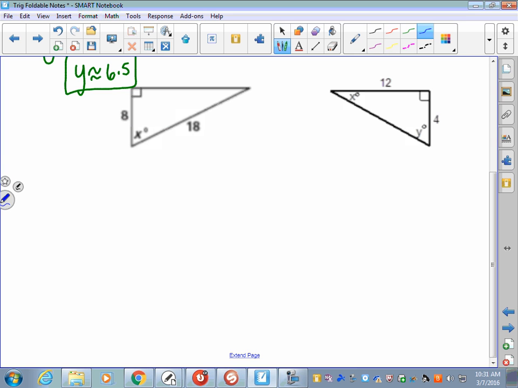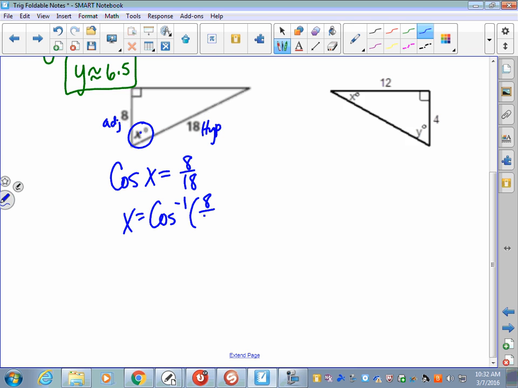Now we're doing the inverse because X is our angle. Whenever you're trying to find the angle, we're now doing the inverse. We're still doing the same steps. This would be adjacent and hypotenuse. You got to know what trig ratio, that's cosine. So you would write cosine of X equals 8 over 18. But because X is the angle we're trying to find, we have to do the inverse. So we would write cosine -1, 8 over 18. So now we take the inverse and we round to the nearest whole number.